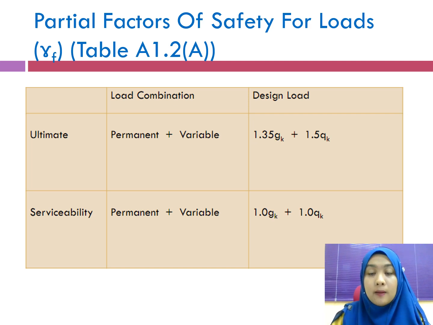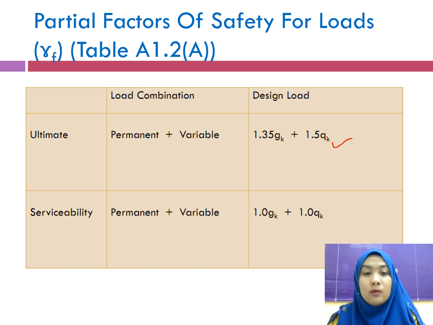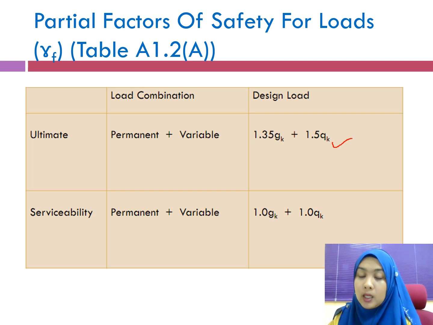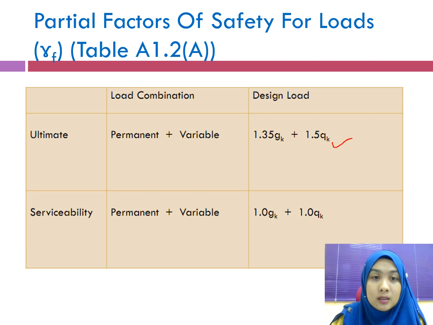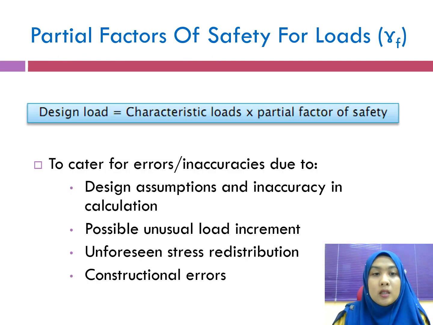GK is permanent load plus 1.5 QK. QK is the variable load or imposed load or live load. Okay, so this is the ultimate design load, and for serviceability limit state, the factor of safety is 1 GK plus 1 QK. So the value of 1.35 is the factor of safety for permanent load, and 1.5 is the factor of safety for variable load. Okay.